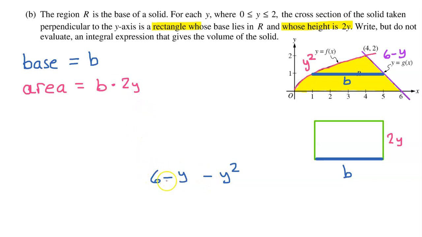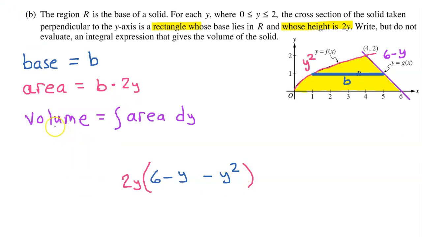So, back to our main expression. We need to change this into an expression for area. Right now, this is an expression for the base. Well, the area is the base times 2y. So if I take the expression for the base and I multiply it times 2y, now it's an expression for the area. And that's the end of step 2.